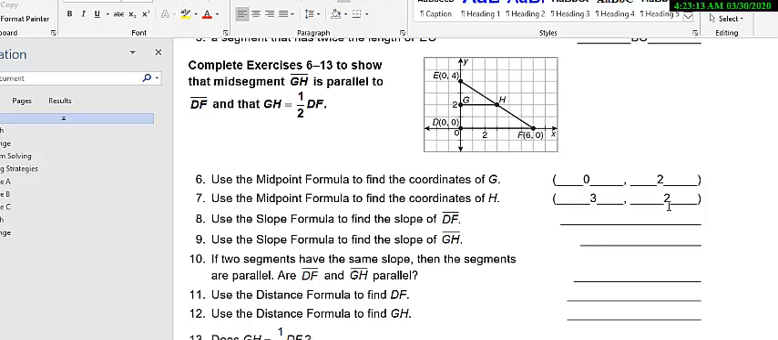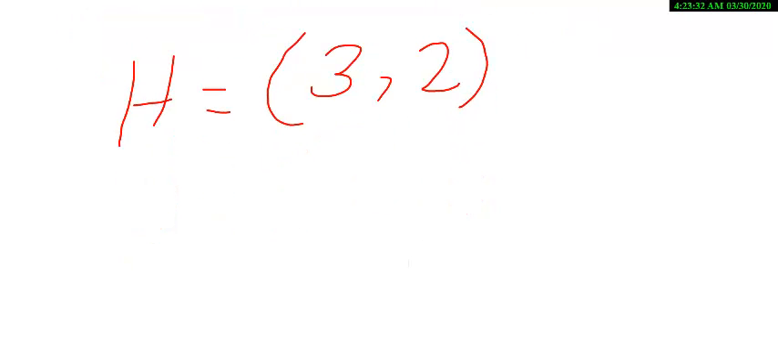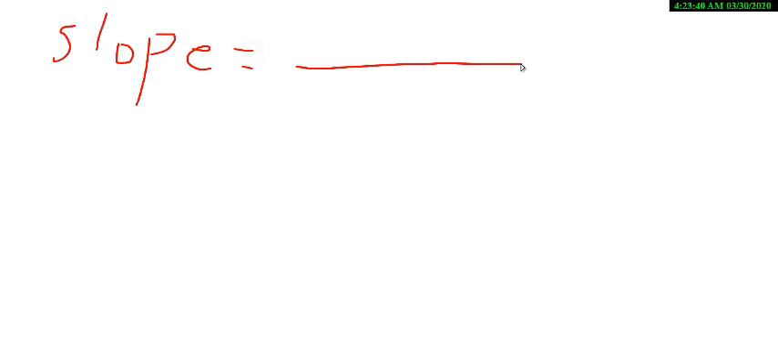We need to move to the next question, which is question number 8. Use the slope formula to find the slope of DF. How do we find the slope using the mathematical formula? The slope formula is the change in y over the change in x. I'm going to write down the slope formula here. Slope equals y2 minus y1 over x2 minus x1.